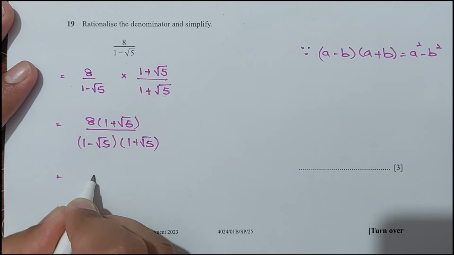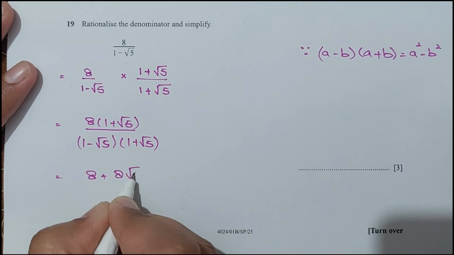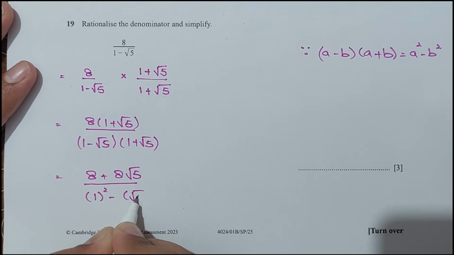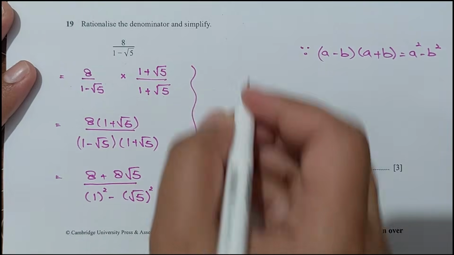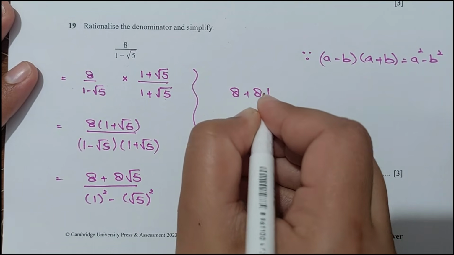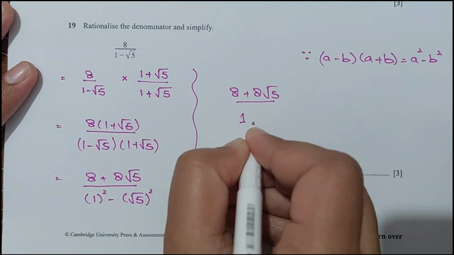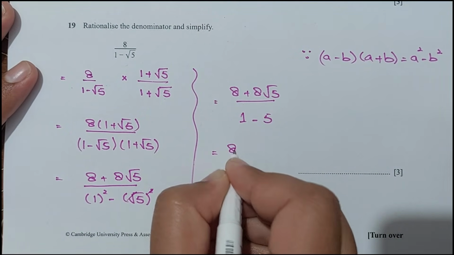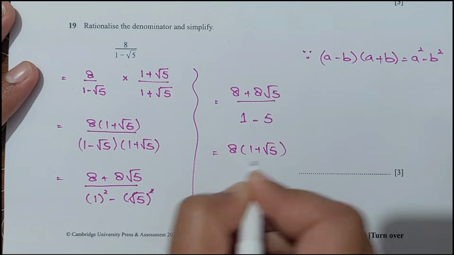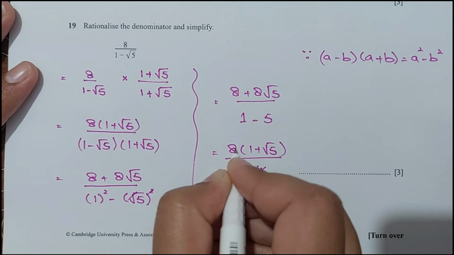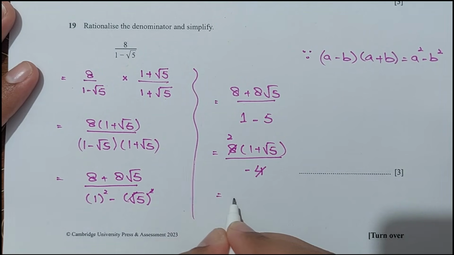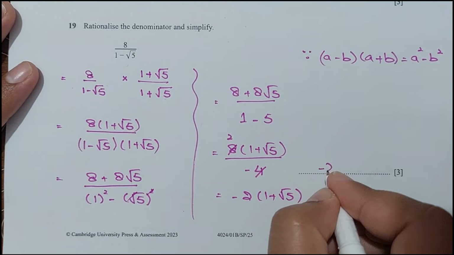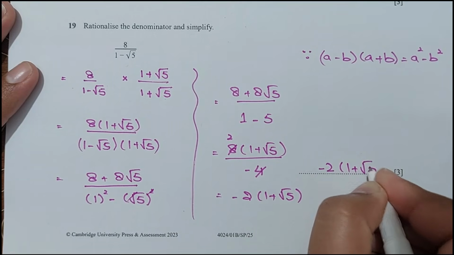Okay, 8 times 1 would be 8, plus 8 root 5, over 1 square minus root 5 square. This is 8 plus 8 root 5 over 1 square is 1, minus root 5 square is just 5. Here we have 8 common, (1 plus root 5), and 1 minus 5 is negative 4. 4 times 2 would be 8. So we have minus 2 into (1 plus root 5). This is the simplest form. Minus 2 into (1 plus root 5). All right.